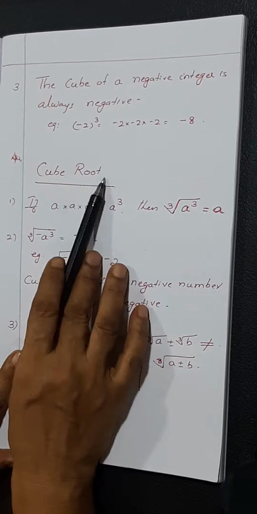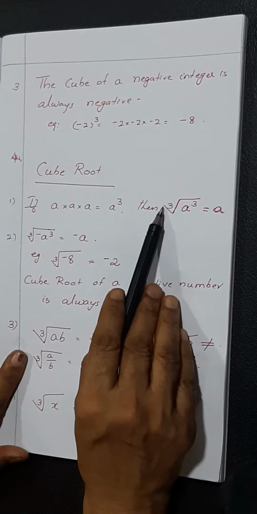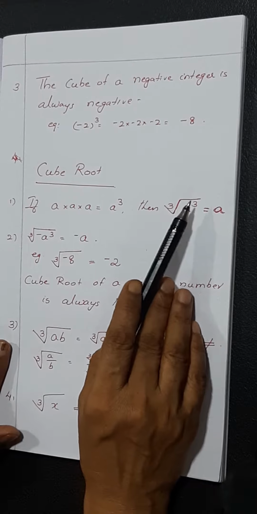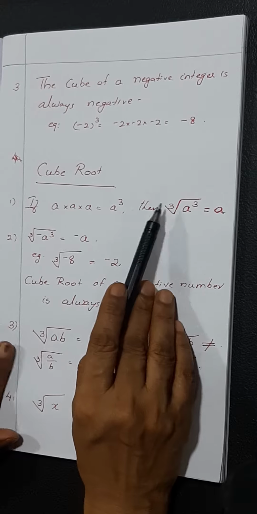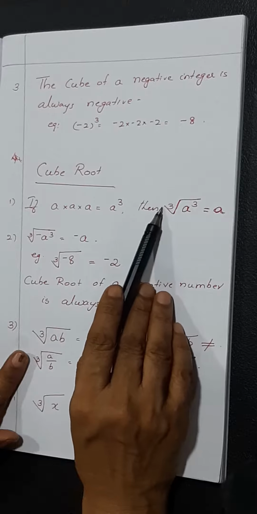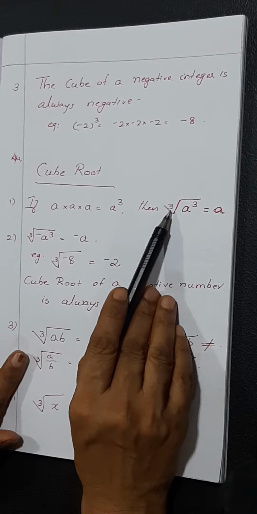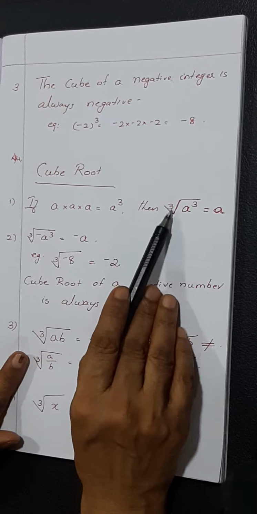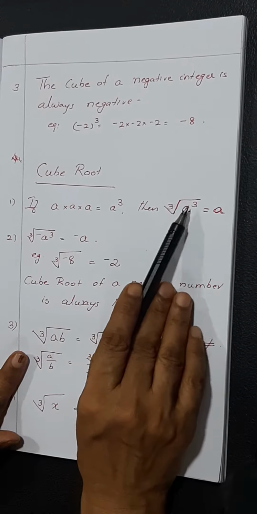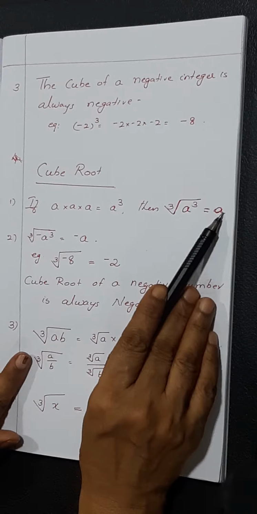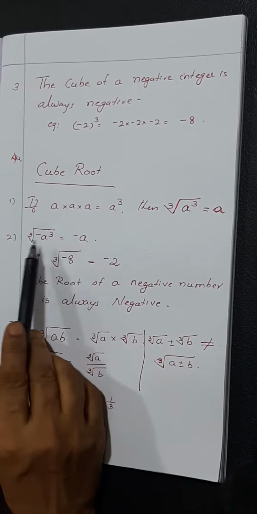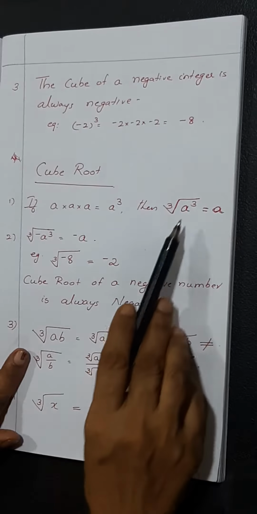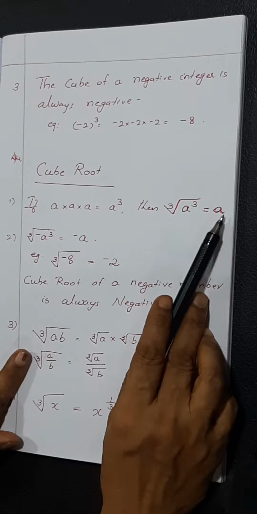And similarly the cube root. As I explained in the square root chapter, for square root you don't write the 2 inside, but here for cube root you have to write 3 inside the radical sign. So you read it as the cube root of a cube, and the cube root of a cube will always be a. The cube root of a negative number is always a negative number. If it is positive, you get a positive number.